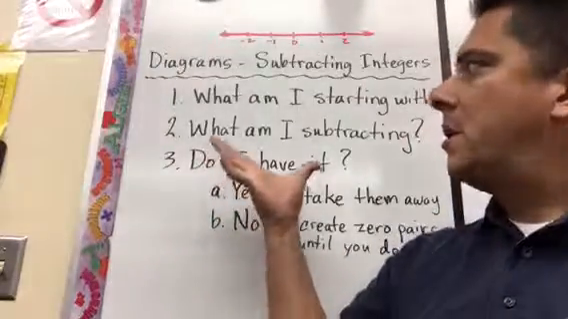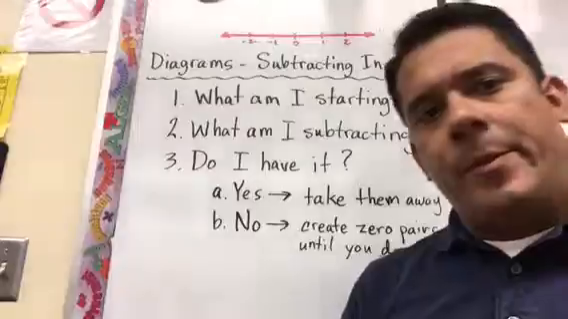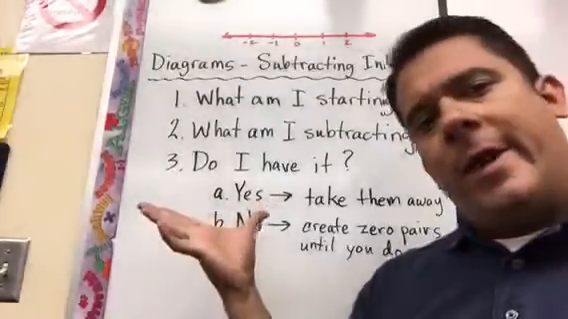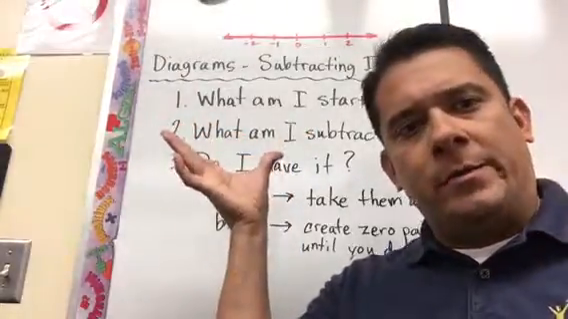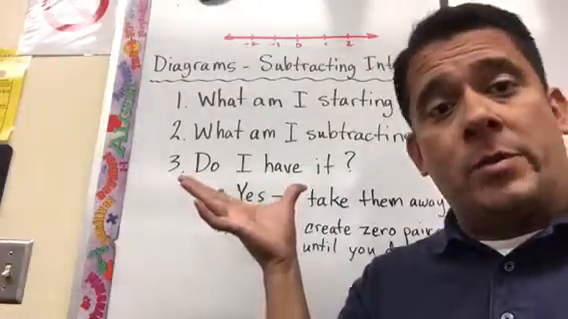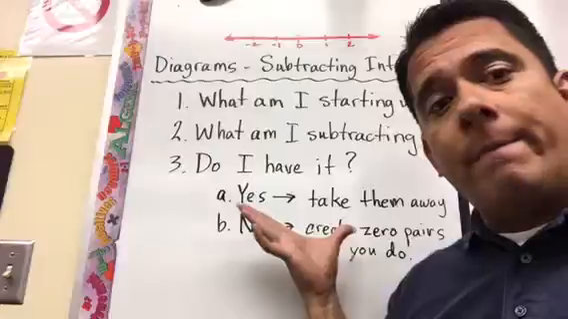Second question is, what am I subtracting from that? So you have to understand both of these. And the third thing you need to understand is, do I have it? Do I have what I'm subtracting from this initial value? And if the answer is yes, I do have what I'm supposed to subtract, then take it away.